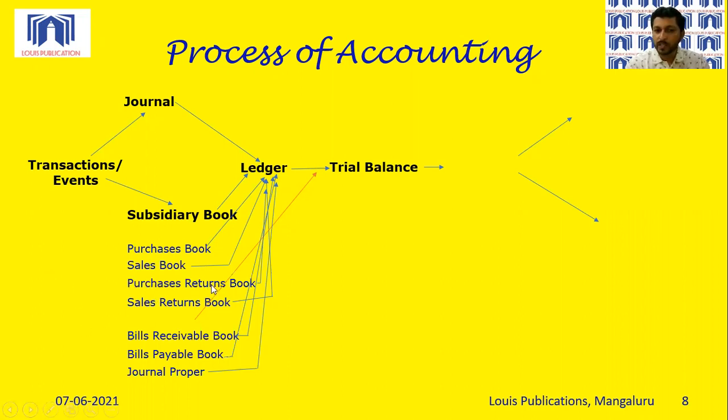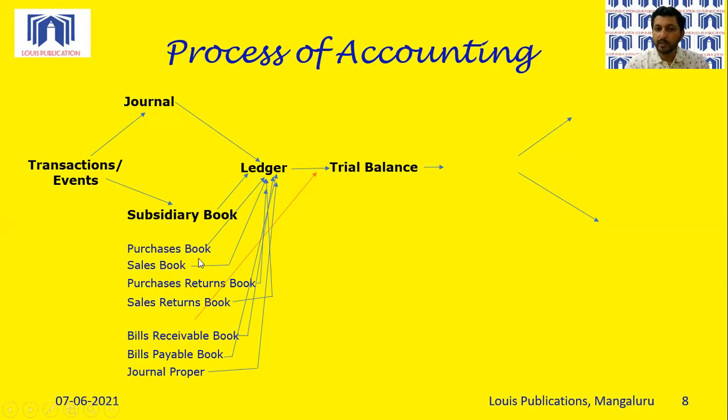Then we have purchases returns book. Whatever is the balance in purchase returns book, that will be shown in an account called purchases returns account. Sales returns book, balance in this book will be transferred to the ledger account called sales returns account. Bills receivable book, the balance will be transferred to an account called bills receivable account. Bills payable book, the balance in this book will be transferred to an account called bills payable account, which is maintained in the ledger. And journal proper, again a subsidiary book, will be transferred to respective accounts in the ledger.